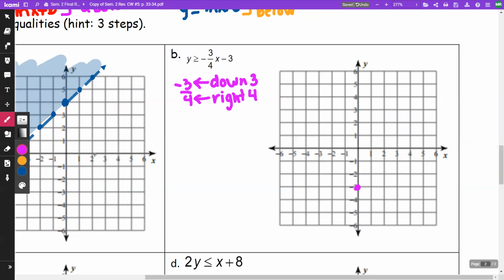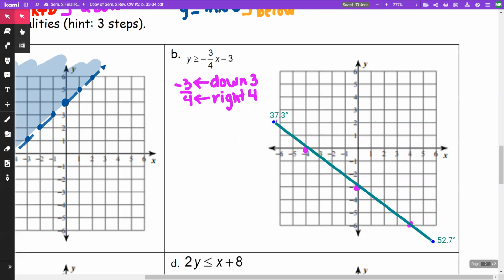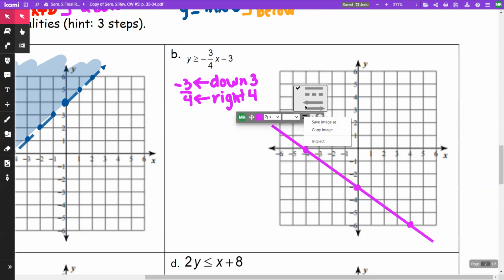So I'm going to start here at -3. I'm going to go down 3, 1, 2, 3, and right 4, 1, 2, 3, 4. So if you're running out of space, instead of going down and right, I can go backwards, which is up and left, up and left. Okay. Now this one's going to be a solid line. So let me draw my line here. And so let me get my arrows.